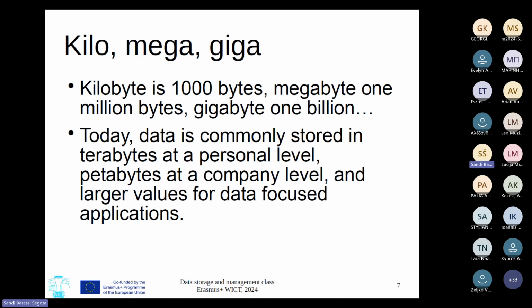Okay, so when you buy, for example, a hard drive that has 500 gigabytes of data, usually when you plug it in, your computer won't show you 500 gigabytes, it's going to show you something like 480 gigabytes. Does anyone know why that happens?